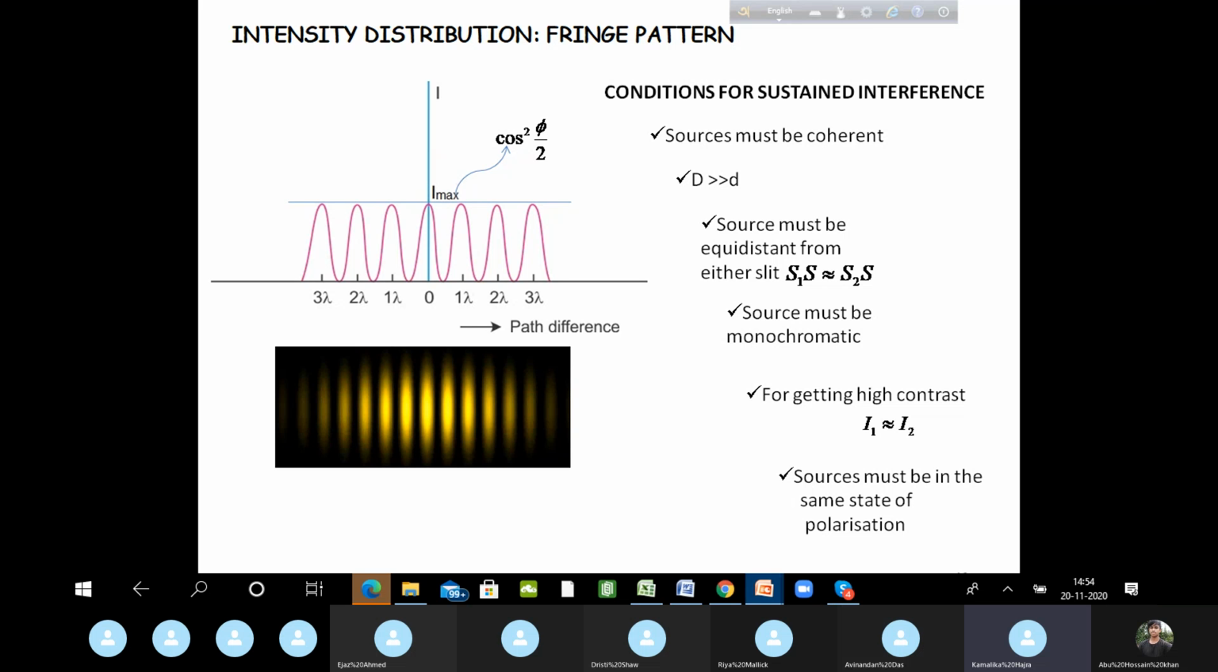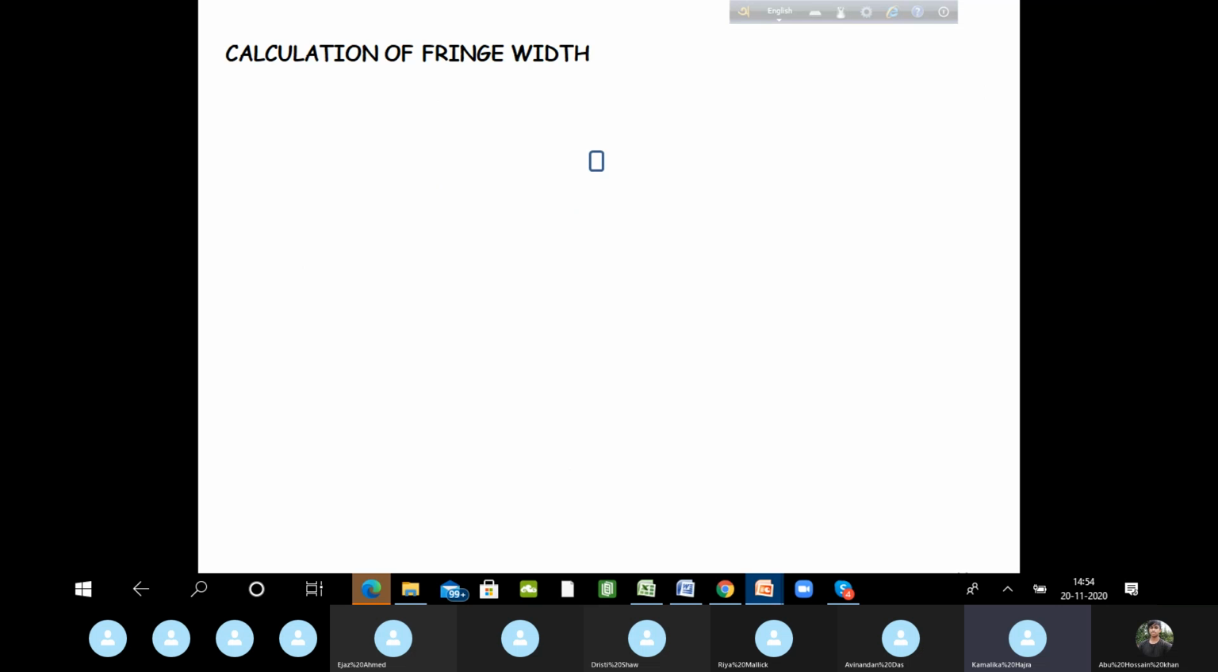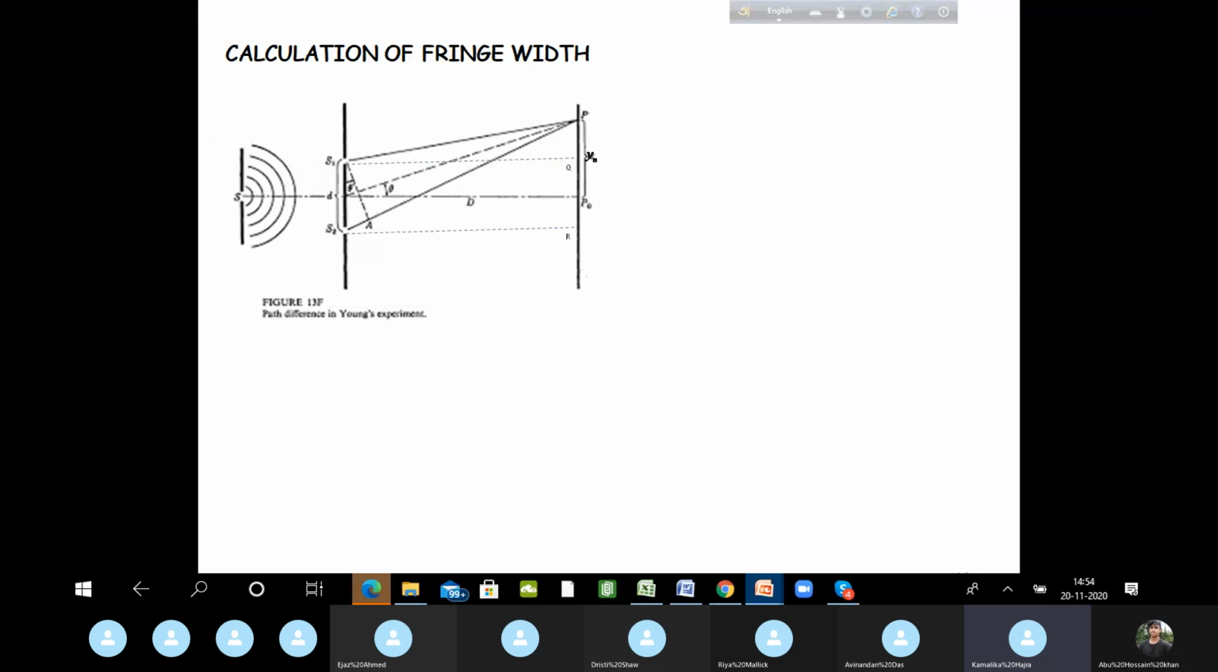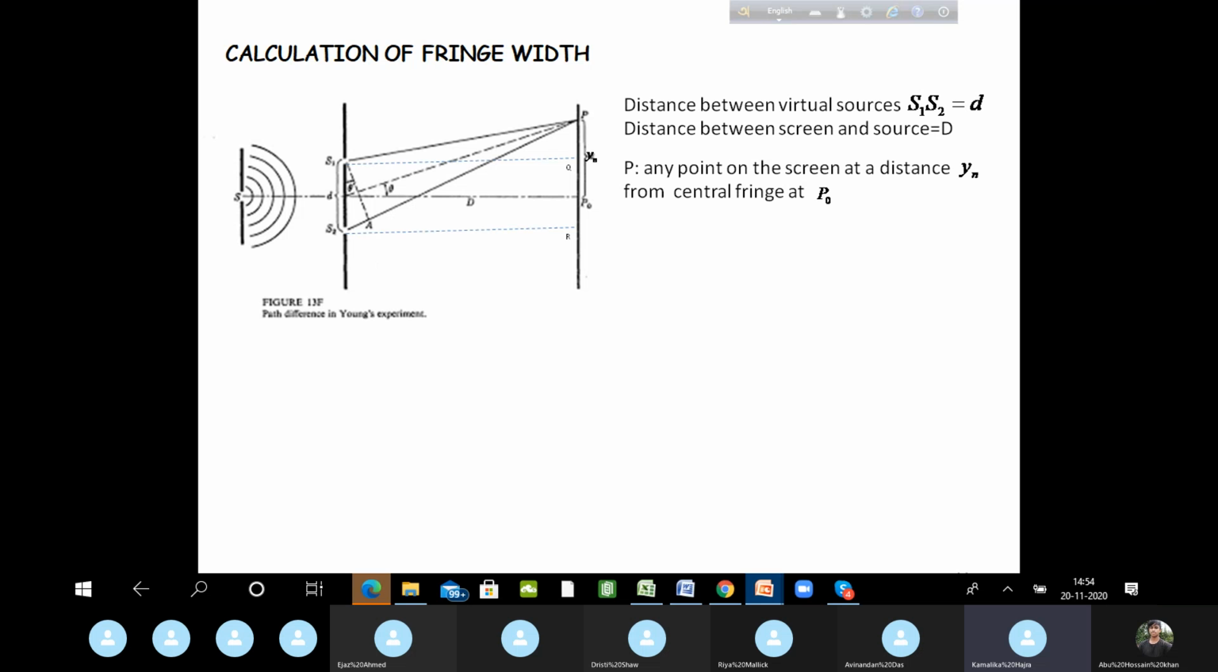So this is more or less Young's double slit. After this, we have some calculations, that is calculation of fringe width. Again we have the same schematic diagram of YDSE. Young's double slit experiment is in short form called YDSE. So you calculate the fringe width.